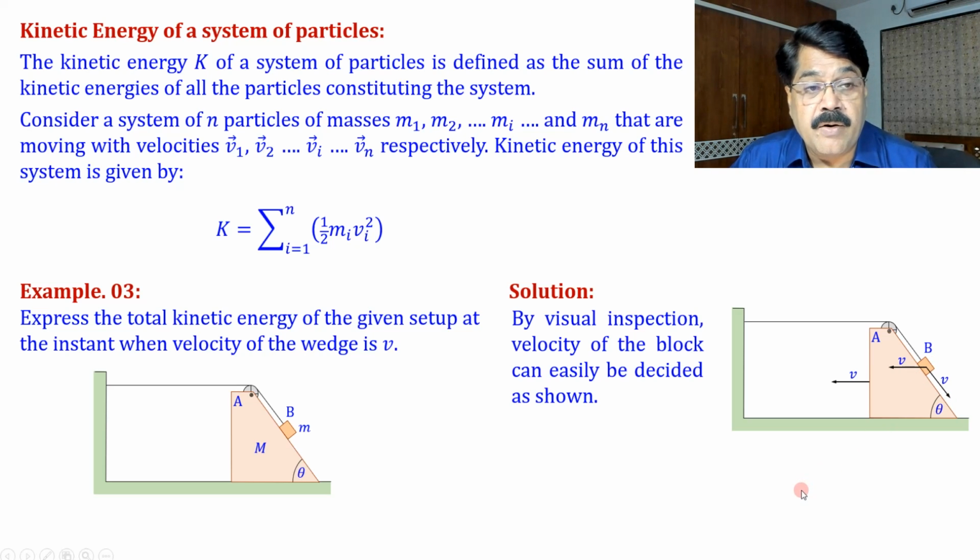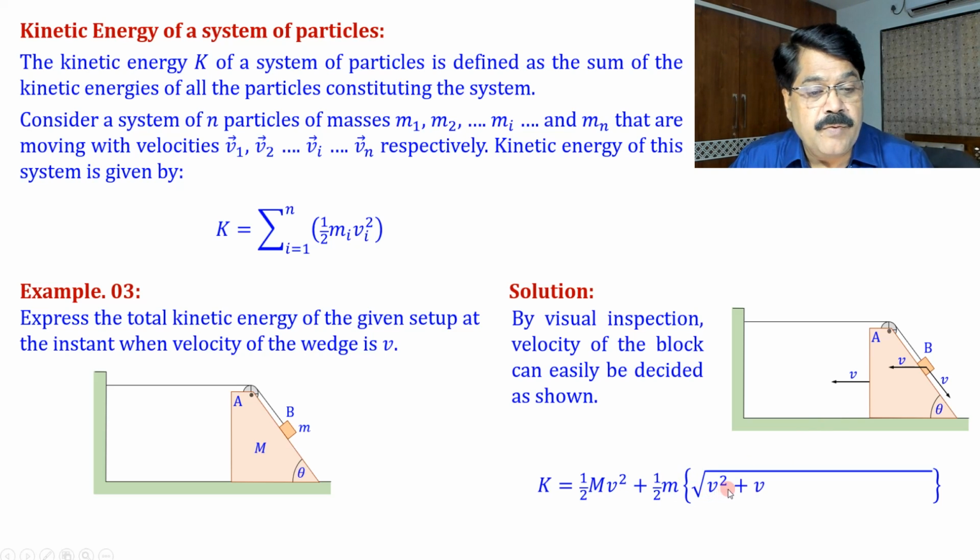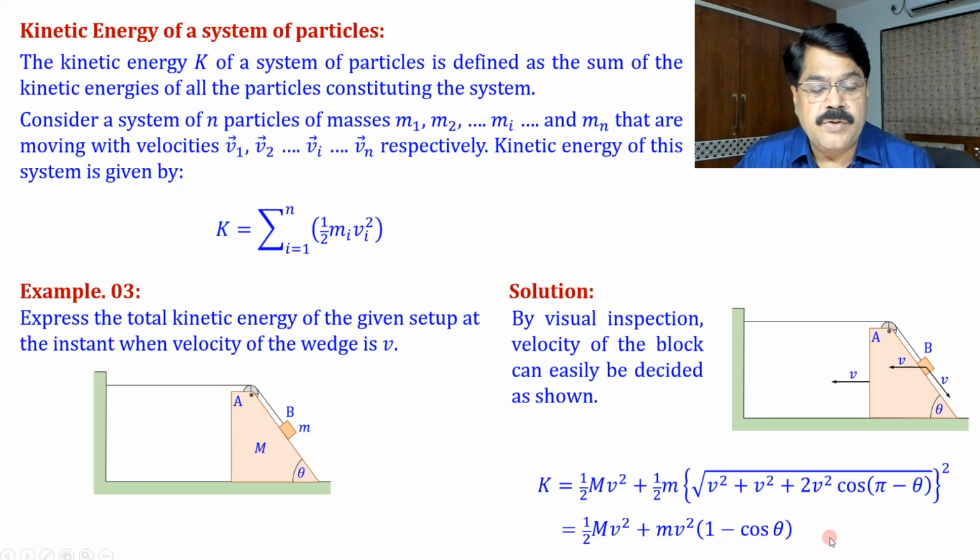Now we are not required to calculate the speed of the block, the resultant. We only calculate the square of the speed. So here we can use the cosine formula. So K is equal to half capital M V square, that is the kinetic energy of the wedge, plus half m times v square plus v square plus 2v square cos(pi minus theta), because we have used the cosine rule here for the square of that. By solving this, we can easily write K as half capital M V square plus small m v square times (1 minus cos theta).